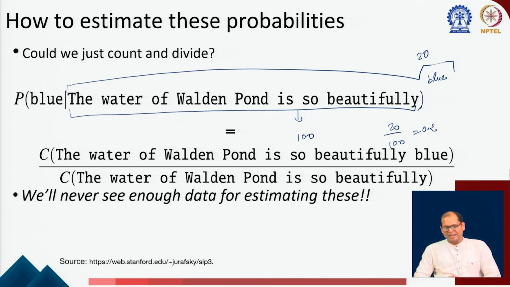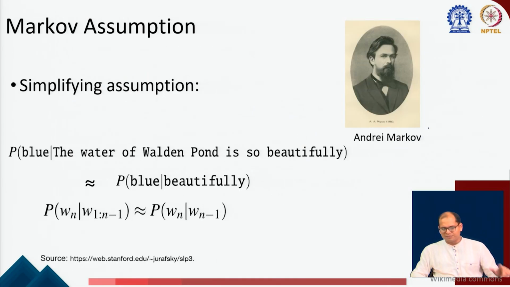The problem that you can see immediately is that this is a very long phrase, and how often would I have even seen this whole phrase in the data? How will I find the count of the water of Walden Pond is so beautifully blue? It may have been the only occurrence in the whole data set for which I am trying to find the probability of this. So I may have never seen enough data for estimating these. That becomes one of the crucial problems with language models.